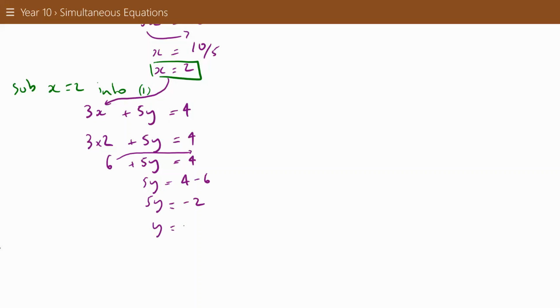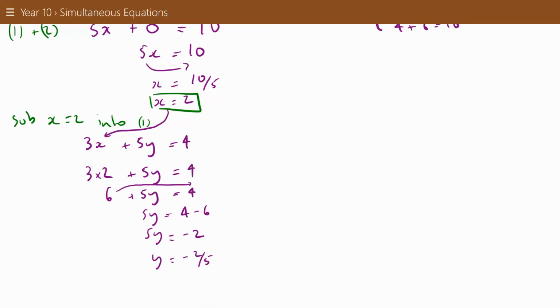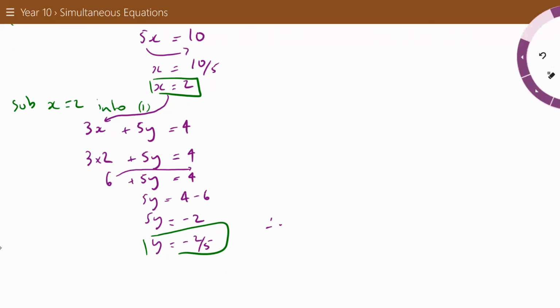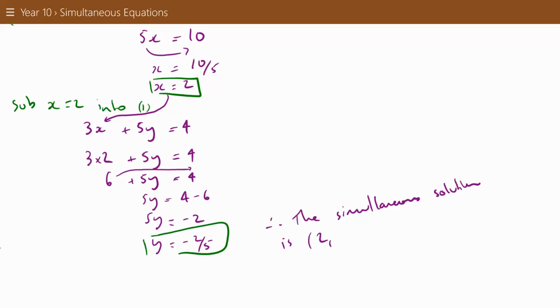y equals minus 2/5. And sometimes you don't just get nice whole numbers. Sometimes you get fractions, and that's fine. So therefore, we've got to write a little ending summary there. Therefore, the simultaneous solution is 2, minus 2/5, or you could write x equals 2, y equals minus 2/5.